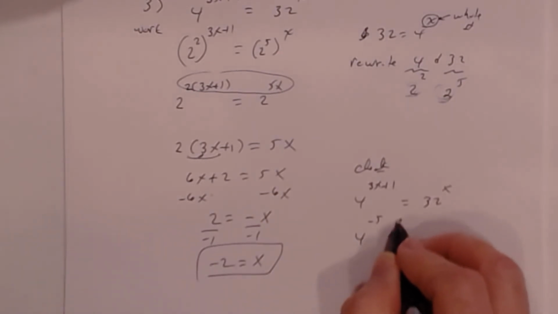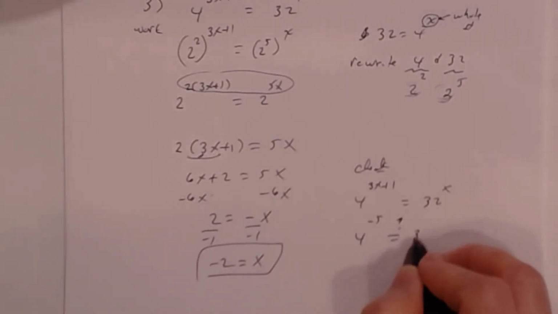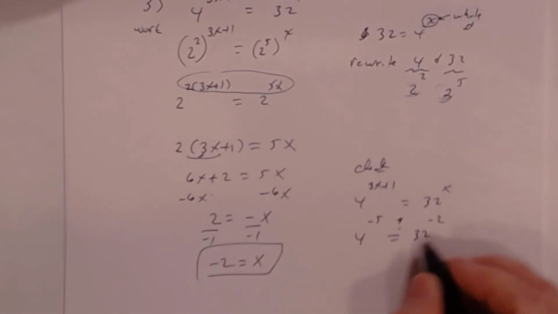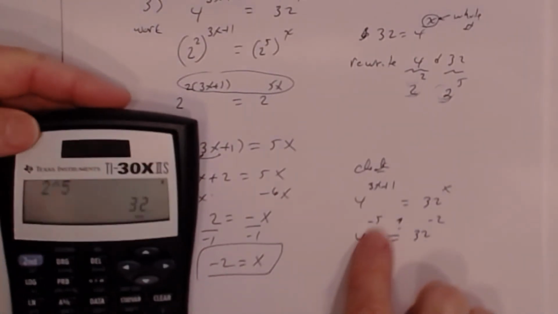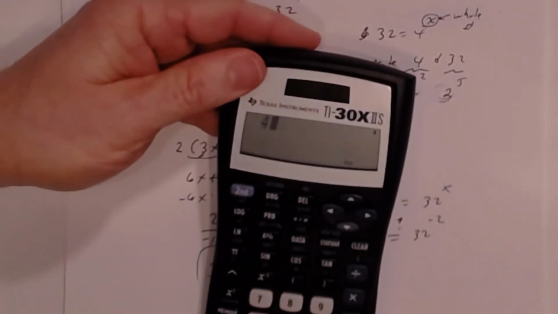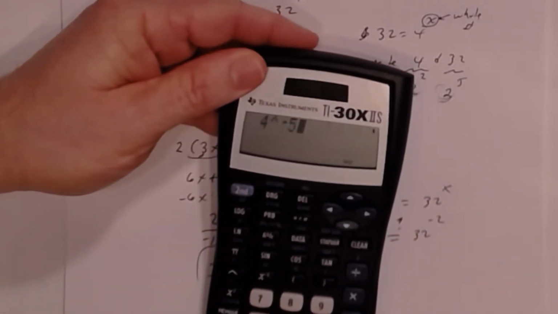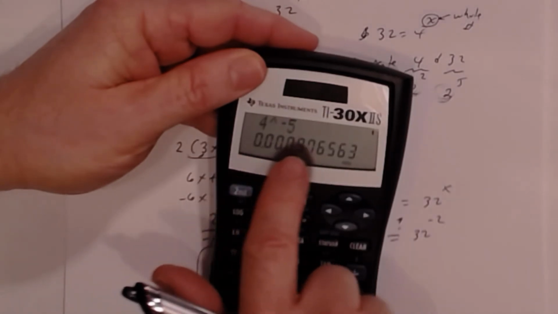And on this side, I want to see if that's going to be equal to this side. On this side, I get 32 to the negative 2. You may say, well, those don't look the same. Well, use your calculator. Watch. Use your calculator. 4 to the negative 5th equals, you get this number, right?